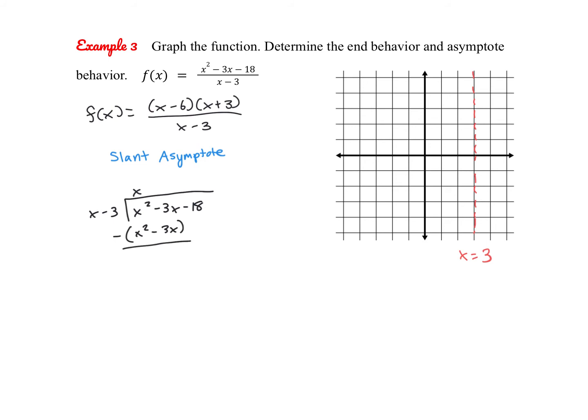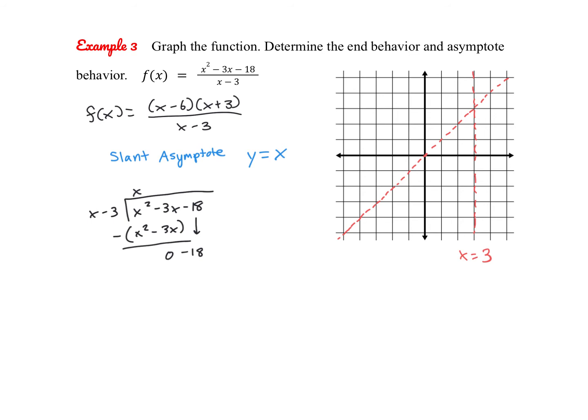Here we do get 0. If you were to bring down the next term, negative 18, x doesn't divide into negative 18, so we're done. So negative 18 is just our remainder. When we're finding the slant asymptote, the equation is just the quotient, which is the top part of our long division. So the equation of our slant asymptote is just y equals x. You can plot that on your graph like this. Your graph will follow this slant asymptote as it approaches positive and negative infinity. So it's still going to head up forever, but it will kind of follow this line.